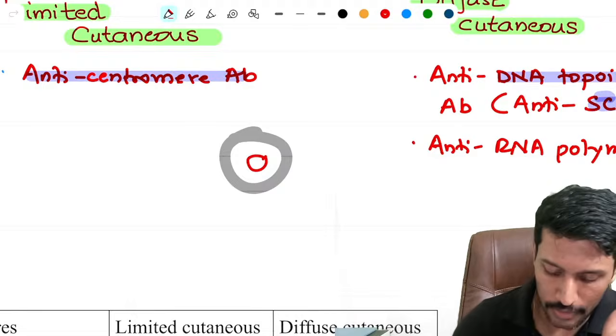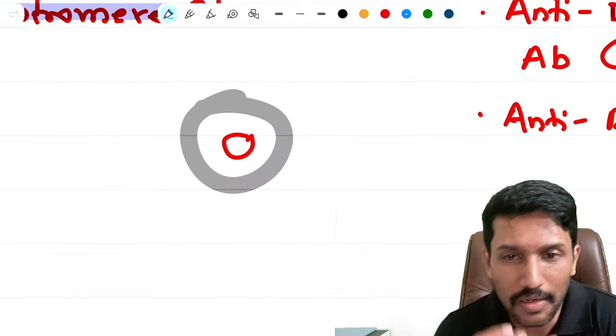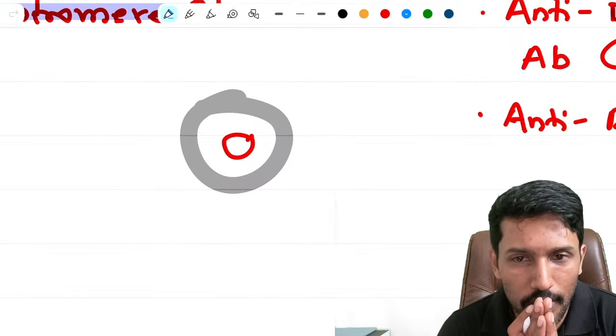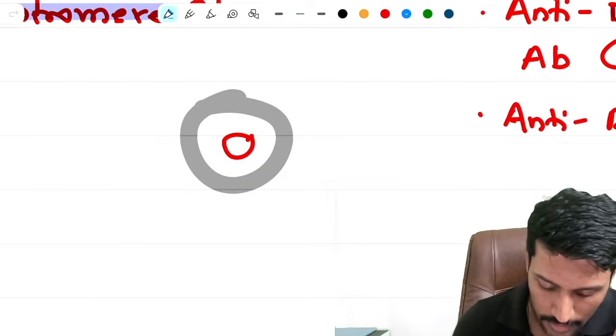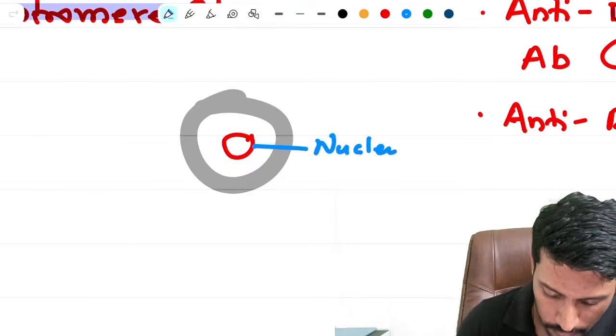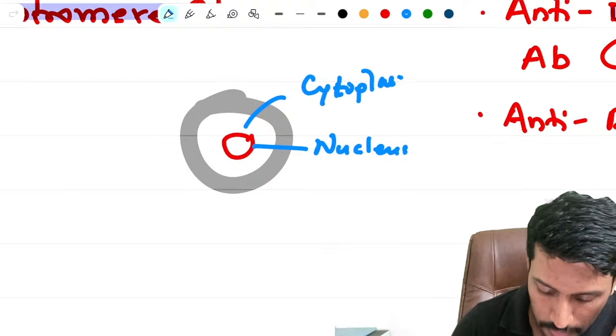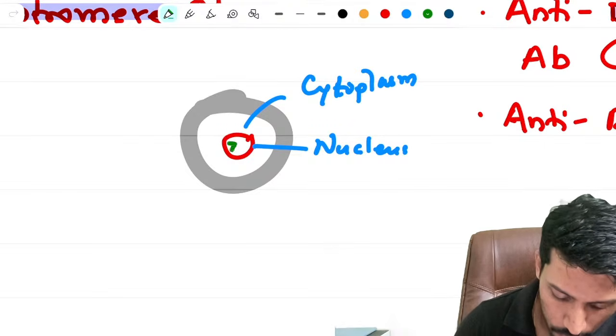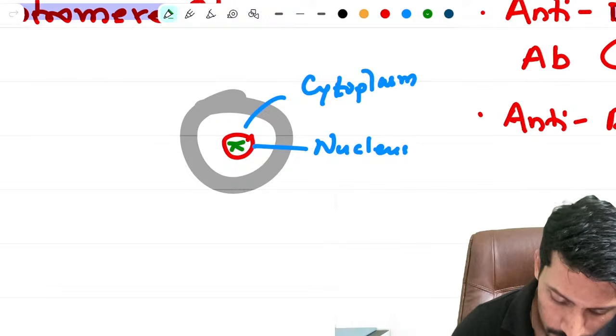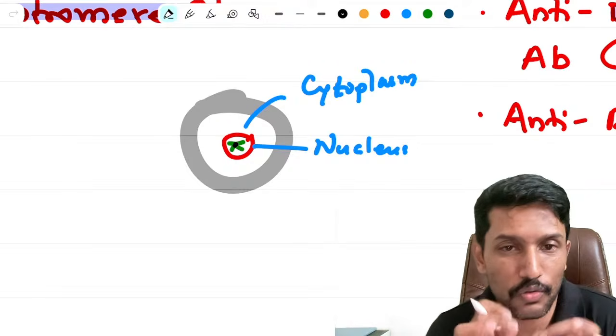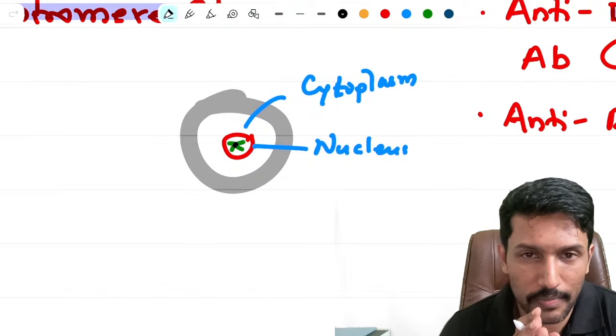So where will I get the centromere? Centromere is the central part of the chromosome, right? Do I find it throughout the cell? Like, this is the nucleus and this is the cytoplasm, right? Will I find the centromere in the cytoplasm? No. Centromeres will only be found in the nuclei because the chromosomes will be in the nuclei.